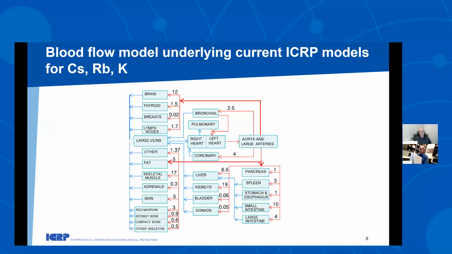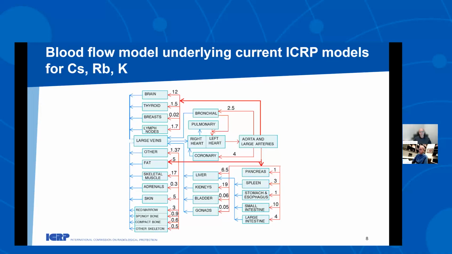And this shows the original version of the blood flow model that underlies the OIR models for cesium, rubidium, and potassium. And in the OIR document, we didn't look in this detail at the blood flow. There's some grouping of tissues into other tissue, and accounting for the greater amount of blood flow that would go to other in that case.